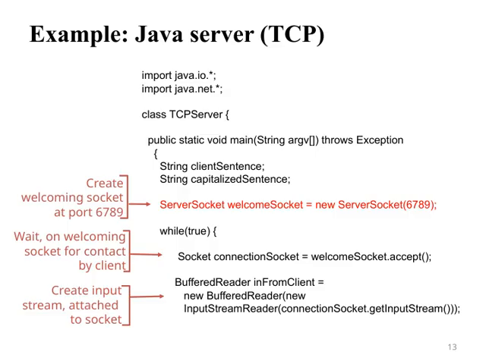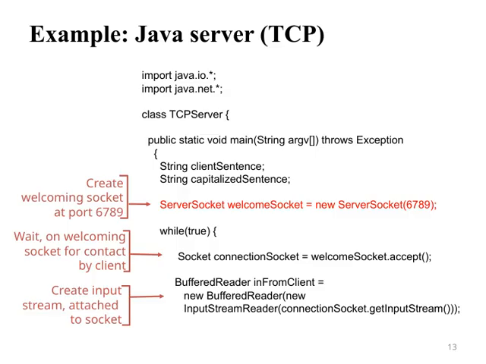The key step here is creating a ServerSocket object, called welcomeSocket, that listens on port 6789. This socket essentially acts as our server's welcoming point for incoming client connections. Next, we enter an infinite loop, meaning our server will continually run and accept connections. Inside this loop, we call welcomeSocket.accept, which blocks the program until a client initiates contact.